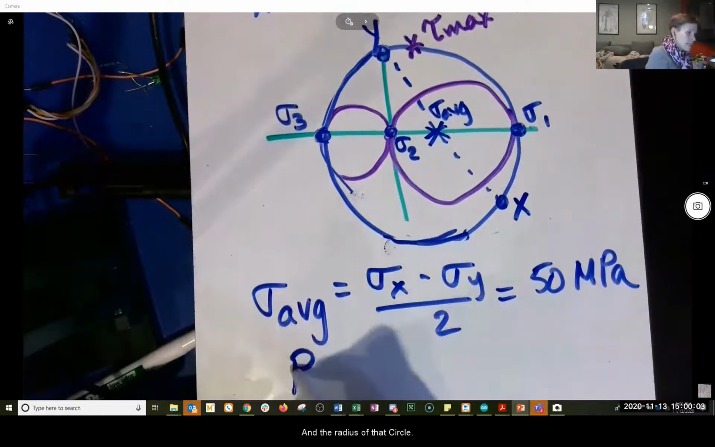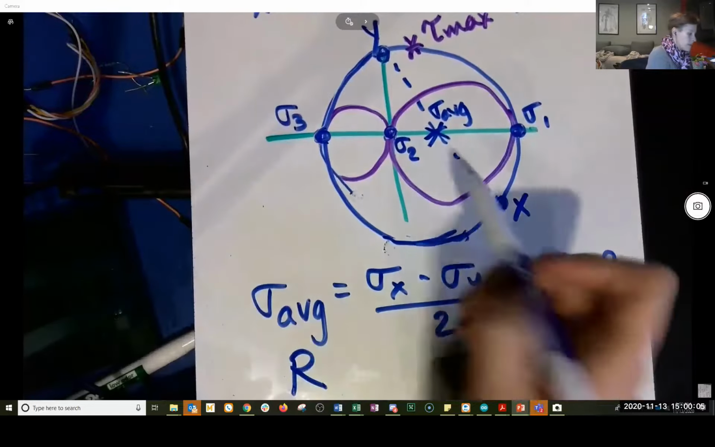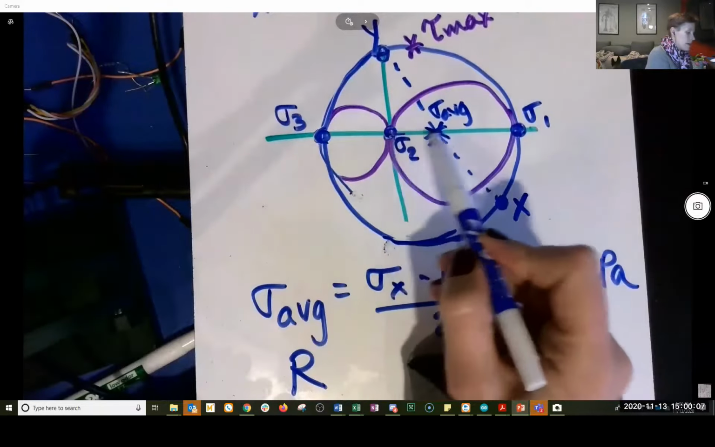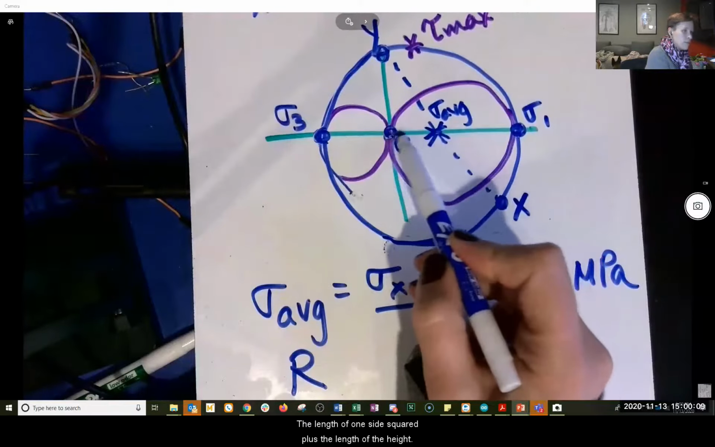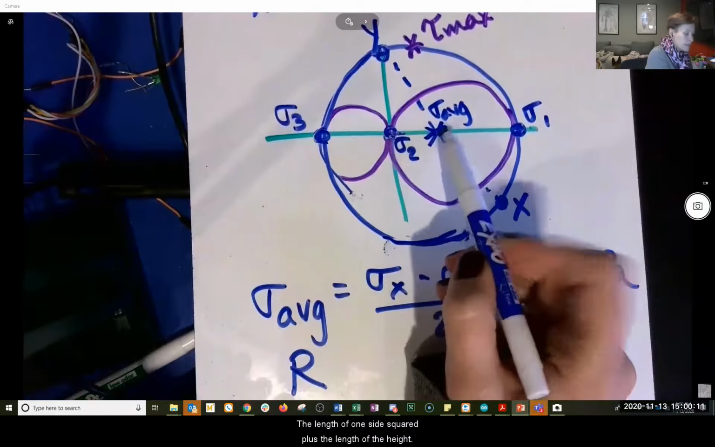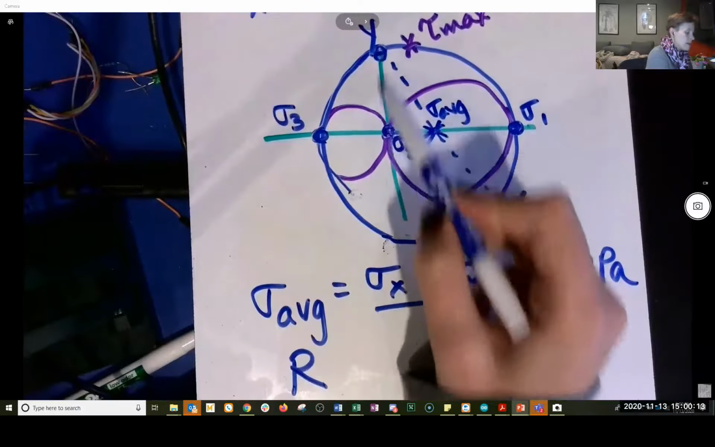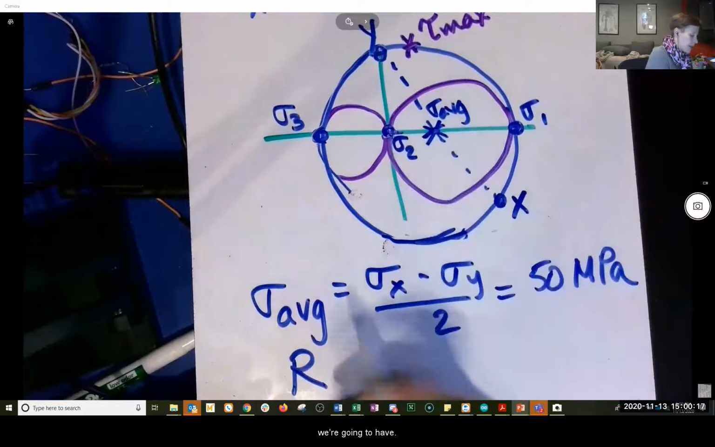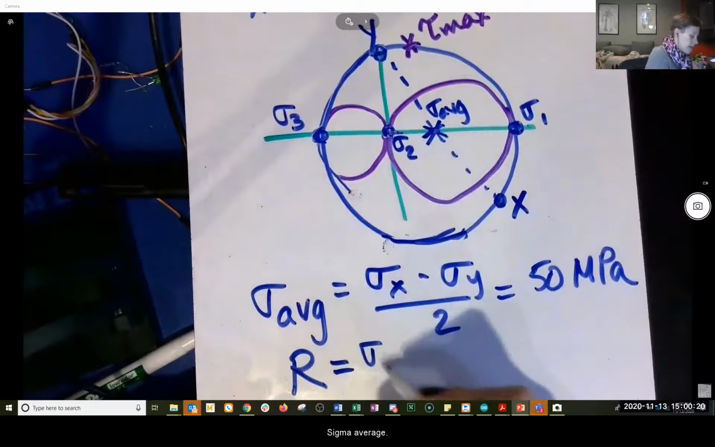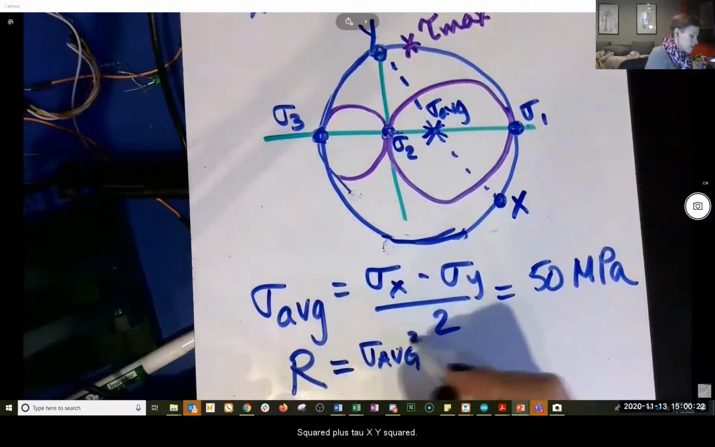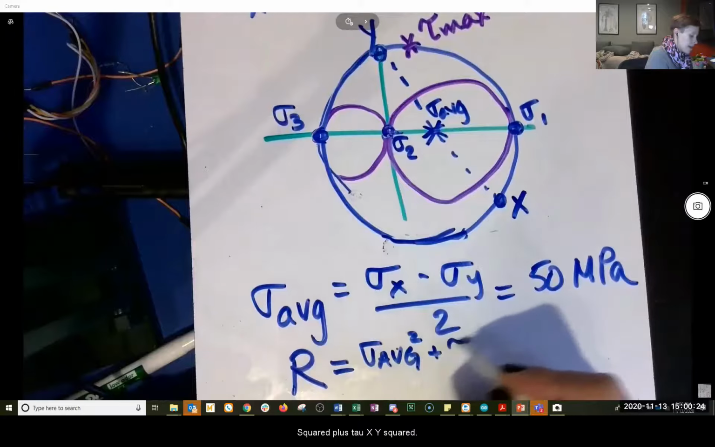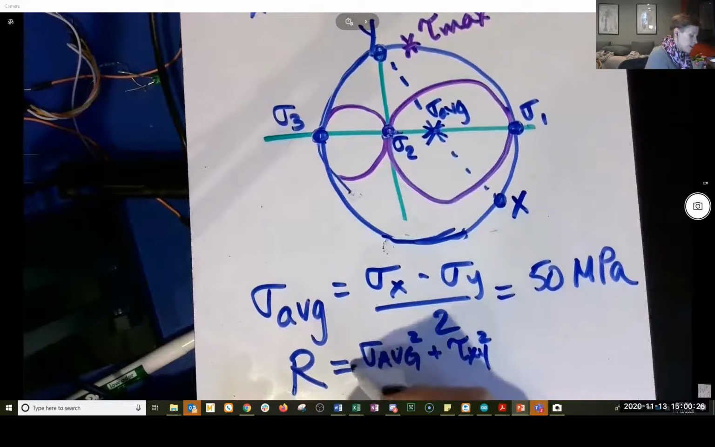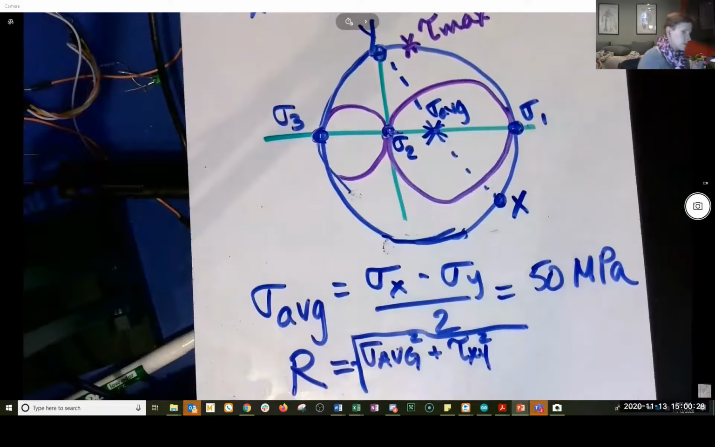And the radius of that circle is the length of one side squared plus the length of the height squared, square rooted, right? Pythagorean theorem here. So we're going to have sigma average squared plus tau xy squared, square rooted.